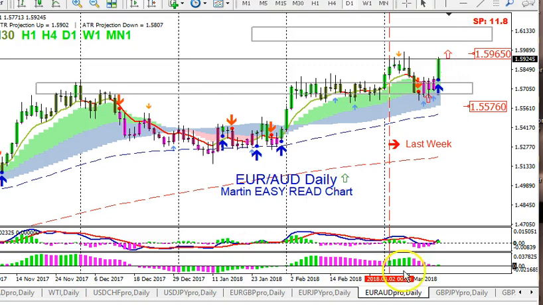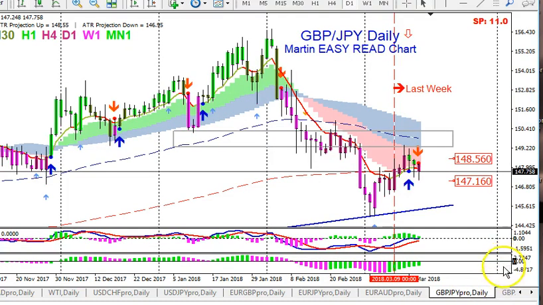Now the next pair coming to an end. Our last pair is the British pound, Japanese yen. We call that GJ. My bias is to the downside. You can see I've got the red arrow here. This is what happened last week. You can see we have pink below blue, and we're really looking for sell trades.